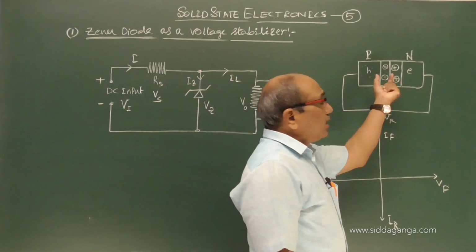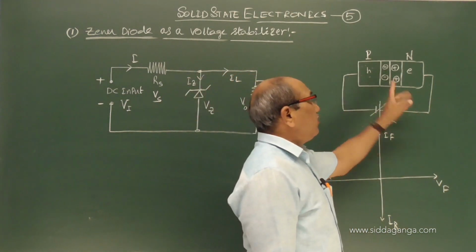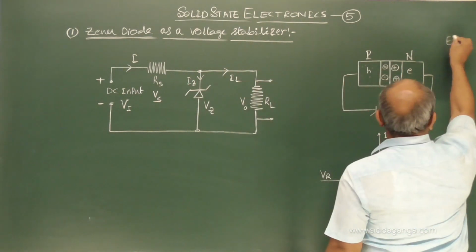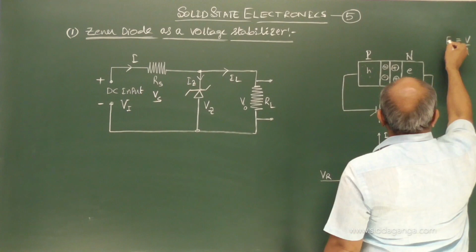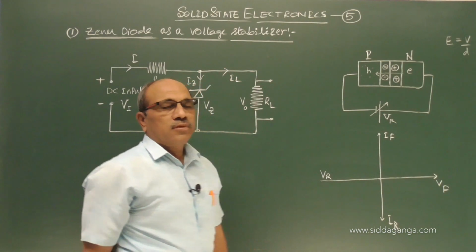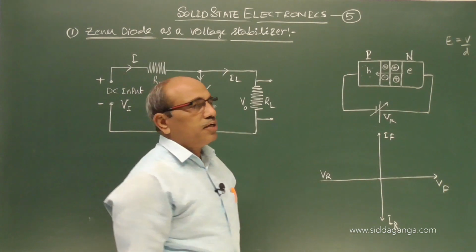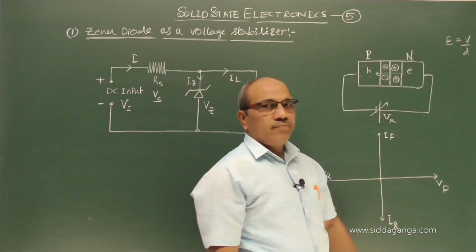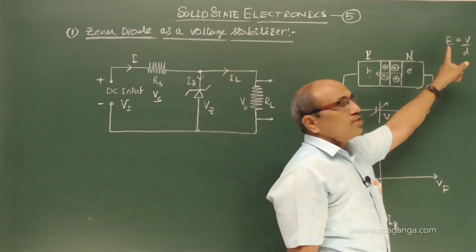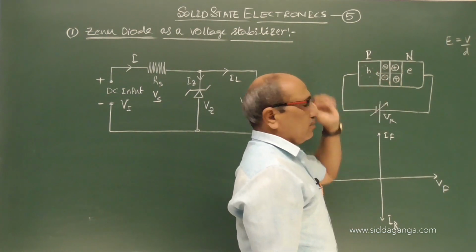Because of heavy doping, the depletion region becomes thin. Depletion region is thin, heavy doping, and as E equals V by D, as D decreases, there is a strong electric field, the junction field is existing. Such a diode is called a Zener diode. Compared to an ordinary diode, doping is made large, the depletion region is made thin, so that there is a strong junction electric field which is acting from N region to P region.